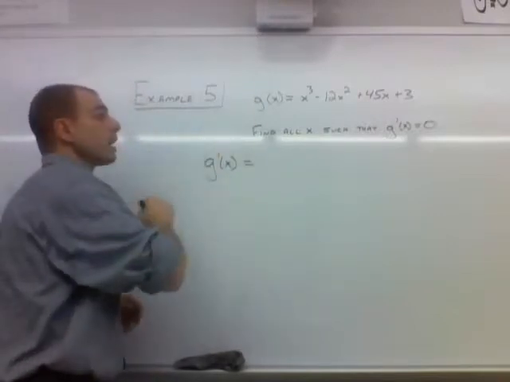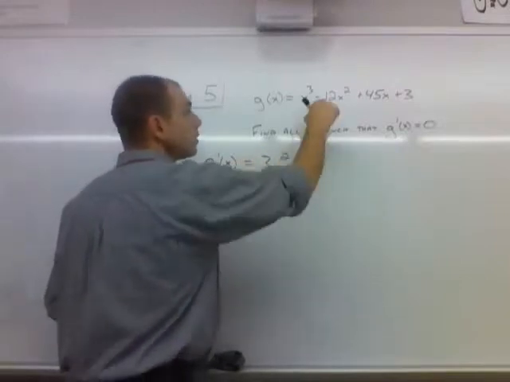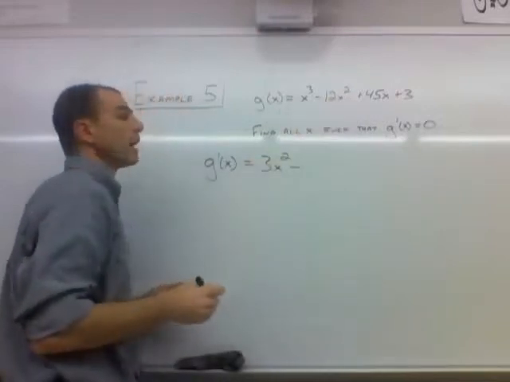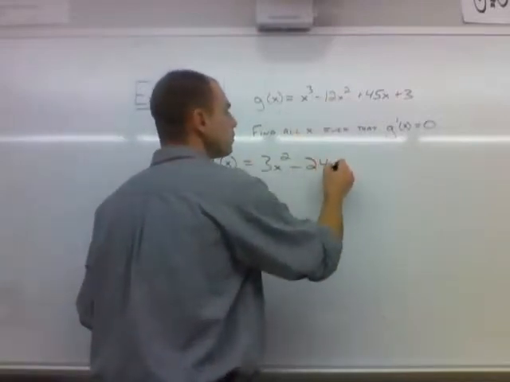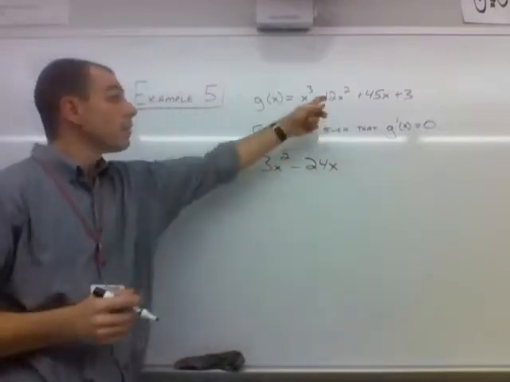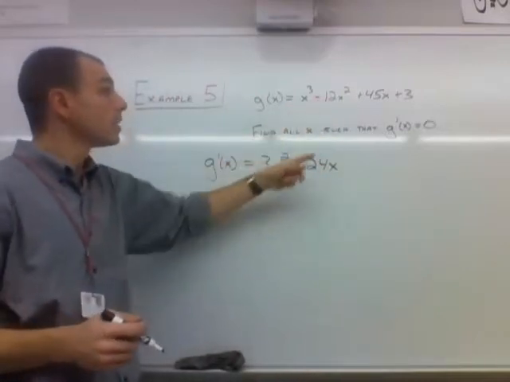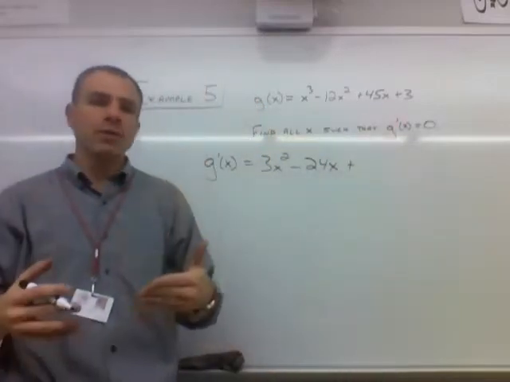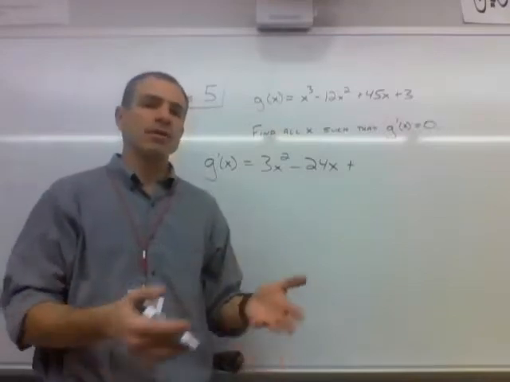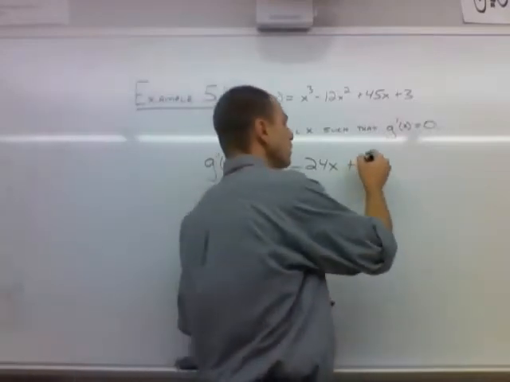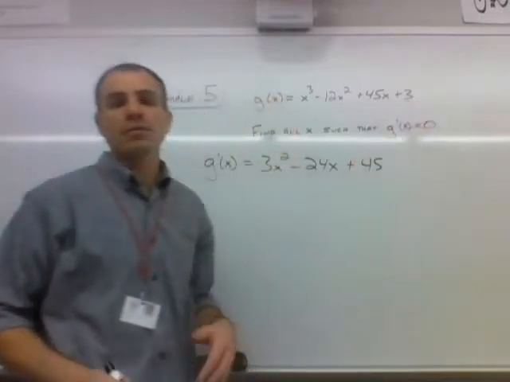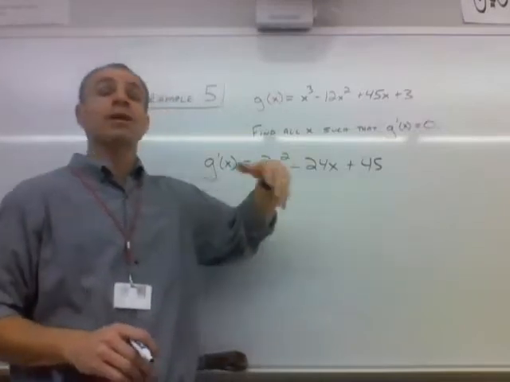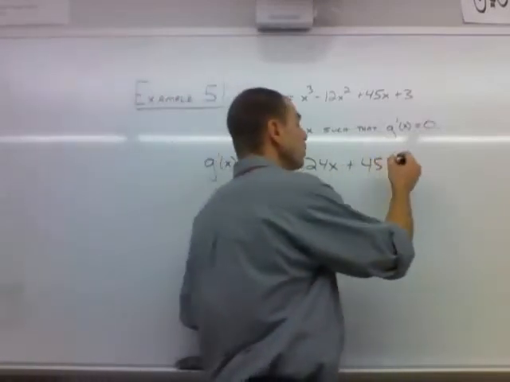So x cubed derives to 3x squared. 12x squared, well, the 12 stays down, and then x squared derives to 2x. 12 times 2 is 24, so we have 24x for the derivative of 12x squared. And again, we kept the minus sign. Plus, and then we take the derivative of 45x. We know by now that whenever we derive anything where it's a coefficient times x, the derivative will just be the coefficient. So plus 45. Finally, we have the plus 3. That's a constant. Constants derive to 0. So here's our derivative. Okay, we're interested, when does this derivative equal 0?